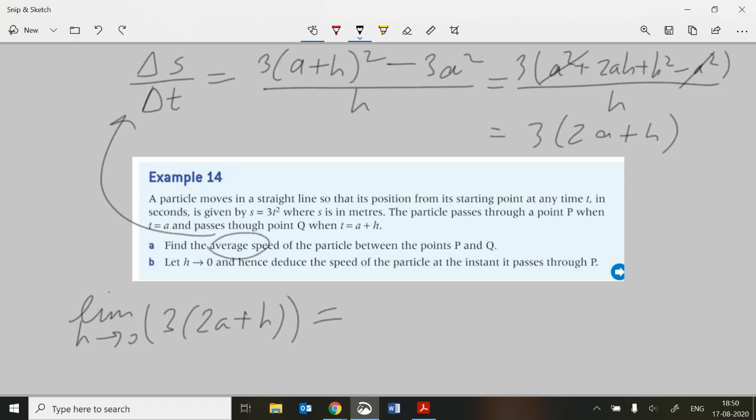So when we bring these 2 points together, h is going to disappear there, if you like, as we bring these things closer and closer together. And so this is going to end up being 0, and we'll just be left with 6a. Okay, so that's your instantaneous speed.